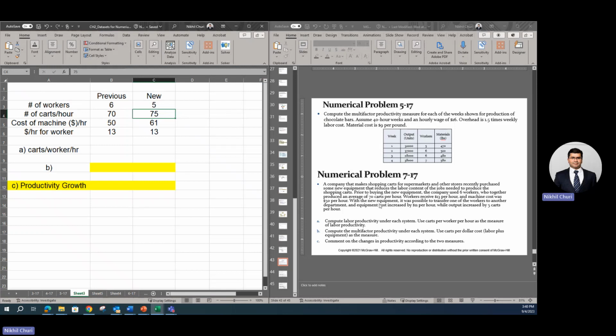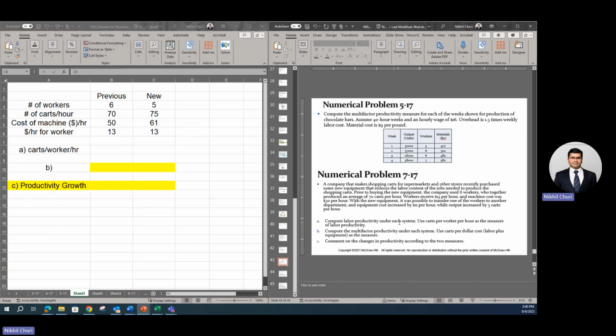It says the equipment cost increased by $11 per hour. So I'm adding, previous was 50, I'm adding 11, so it makes $61 per hour as the new cost of the machine. And nothing is given about the worker, so assuming it will be the same. Yeah, so this is the information given.